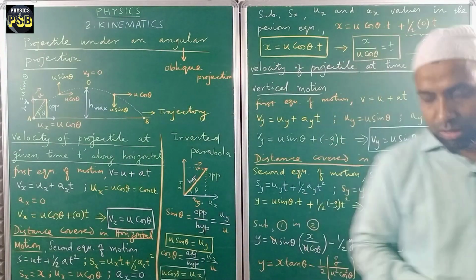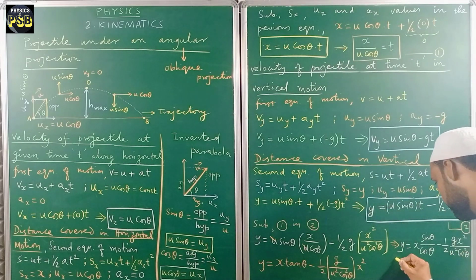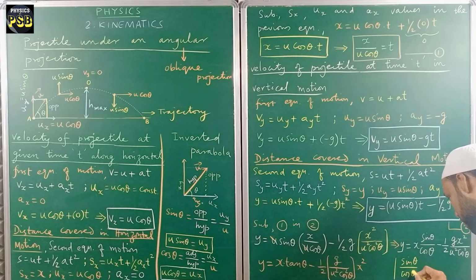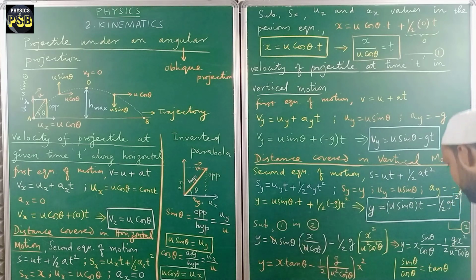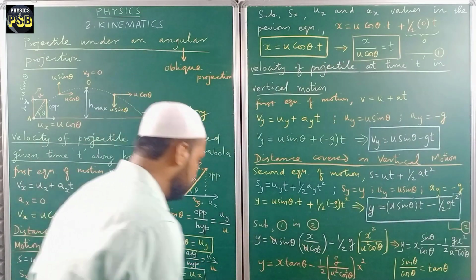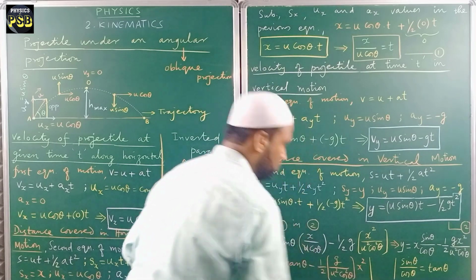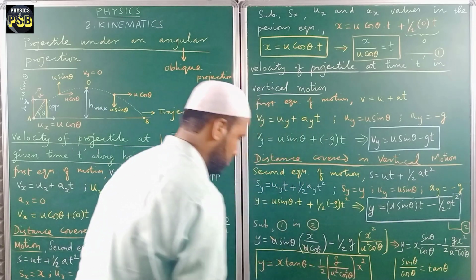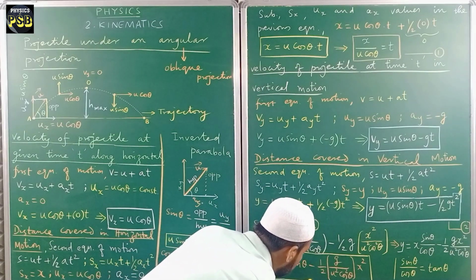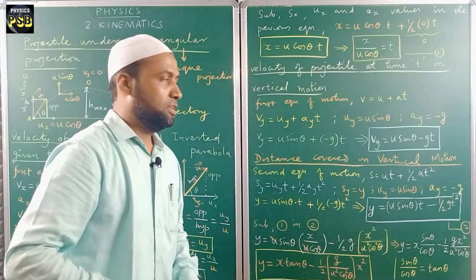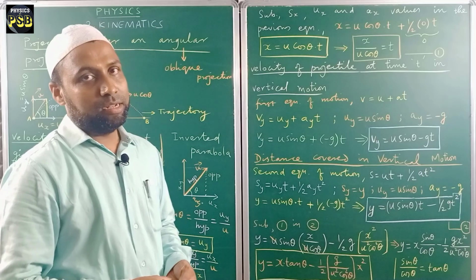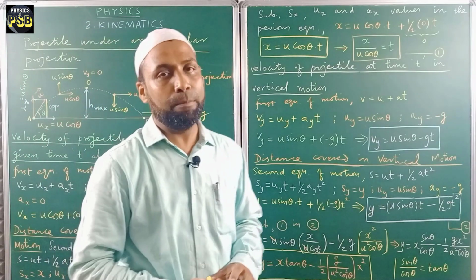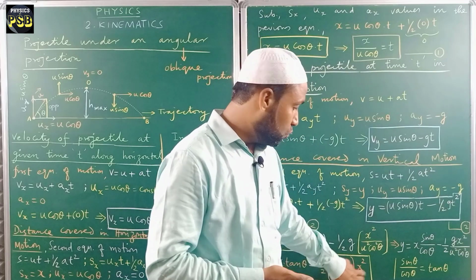Before I go to the next step, one thing I want to tell you here: sin theta divided by cos theta is nothing but tan theta. You should not get confused. Now I'll box it before I proceed. This is the equation we obtained. It represents that the projectile moves in a parabolic path. Clear? So the path followed by the projectile is an inverted parabola. This is what we understand from this equation.